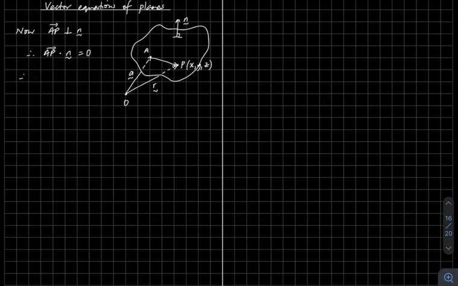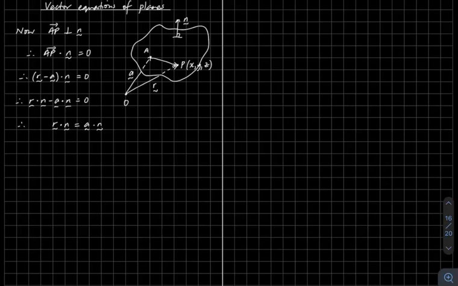So let's express AP in terms of the position vectors. Well, AP is the position vector of P minus the position vector of A. We know that's true for the vector joining any 2 points. So then we get R minus A dot n equals 0, and if we expand our dot product, we get R dot n minus A dot n equals 0. And to go one step further, we could say R dot n equals A dot n.